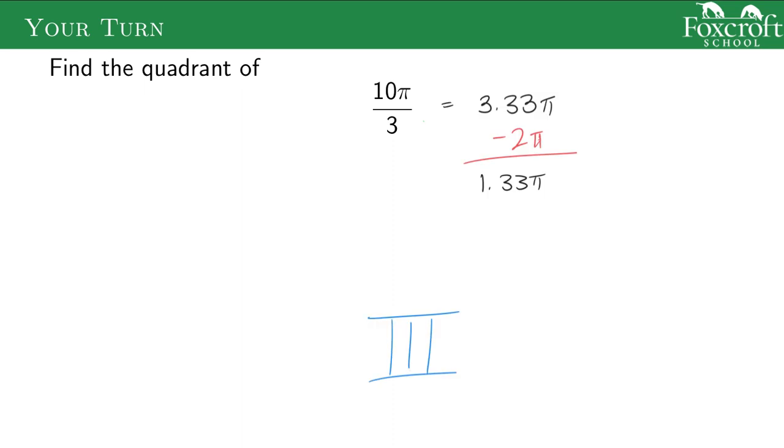All right, 10 over 3 is 3.33 pi. That number is bigger than 2, so I'm going to subtract 2 off of it, and it's the same as 1.33 pi. And 1.33 is more than 1 pi and less than 1.5 pi, so it ends up in quadrant 3.